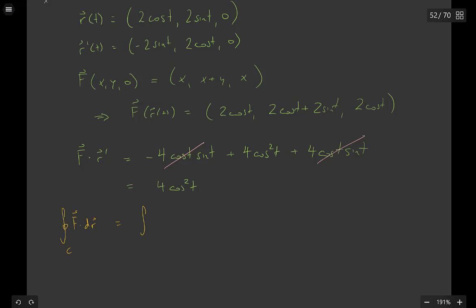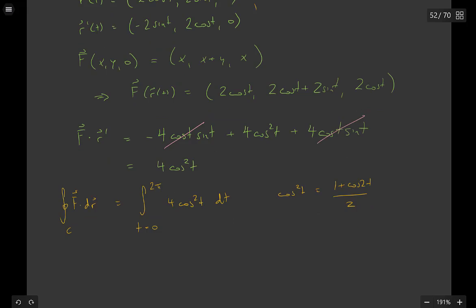It becomes the integral, t running from 0 to 2 pi. Oh, I forgot to give that. t runs from 0 to 2 pi here, of 4 cosine squared t dt. I'll use the identity that cosine squared is equal to (1 plus cosine 2t) over 2, and then integrate that.